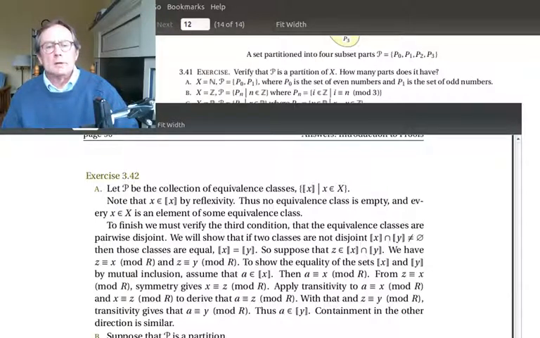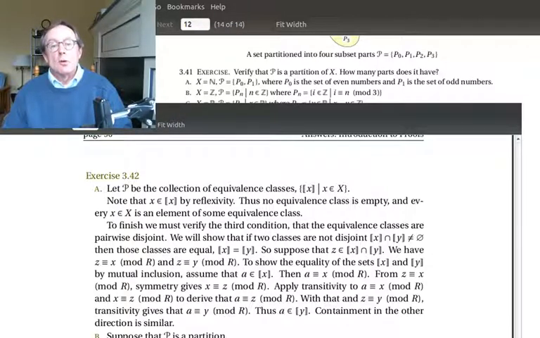Okay, so here, it says 3.42. Where R is an equivalence relation, the collection of equivalence classes forms a partition. So I have to show the properties of partition. I have to show that no equivalence class is empty, that the collection of equivalence classes covers the underlying set, and then finally that equivalence classes are pairwise disjoint, and that's just a question of working through the parts that we basically saw already.